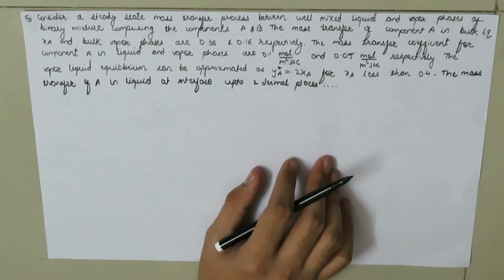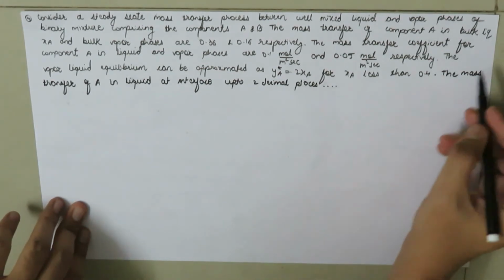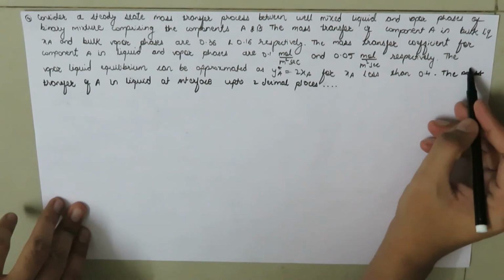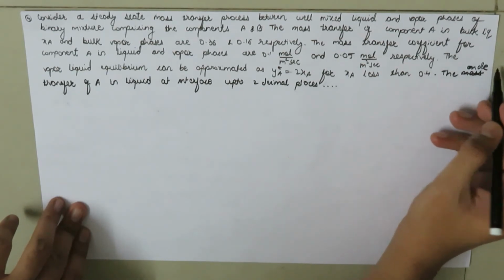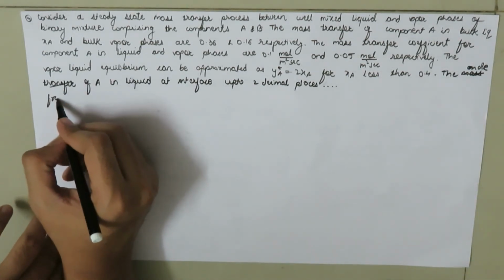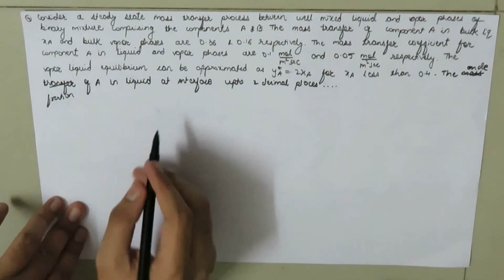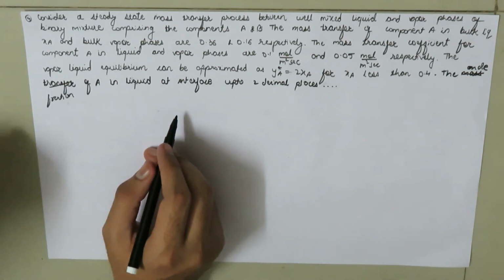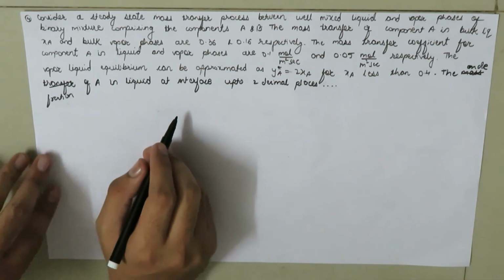for xa less than 0.4. The mole fraction of A in the liquid at the interphase, up to 2 decimal places, is.